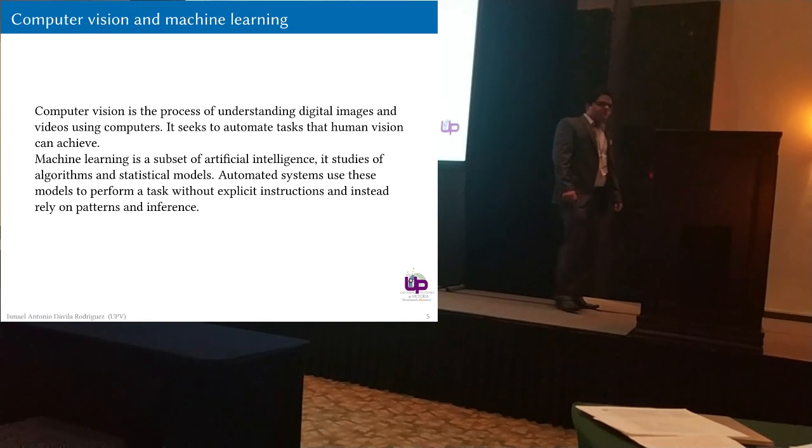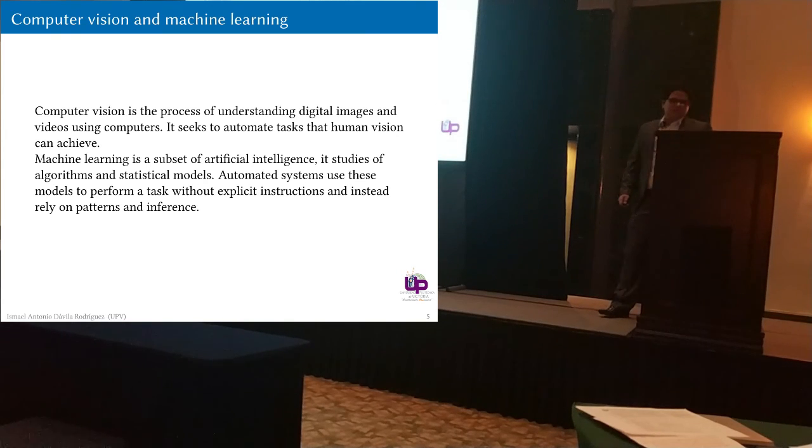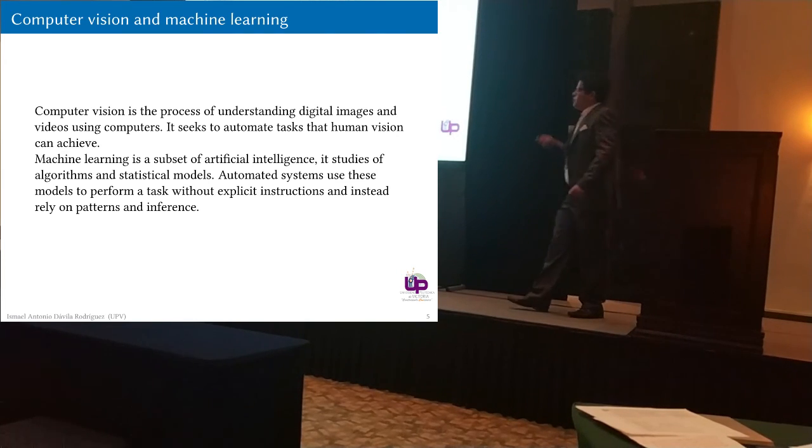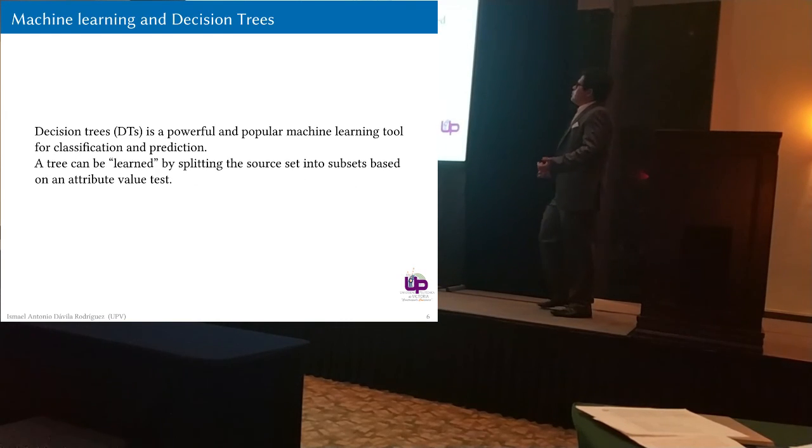So as we know, computer vision is the process of understanding digital images, and machine learning is a subset of artificial intelligence that stores algorithms only to perform tasks without explicit instruction, right? So decision trees are a powerful machine learning tool for achieving automatic tasks.